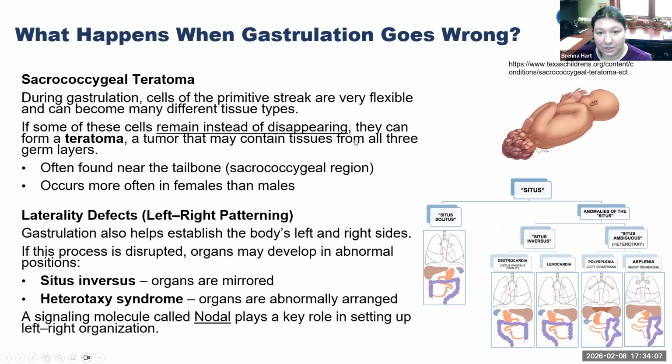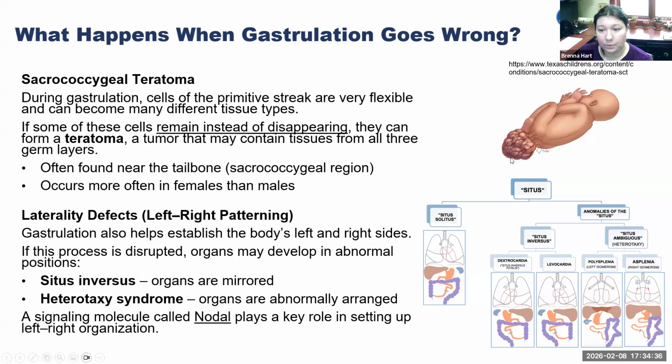Now, obviously, this is another stage where things can go wrong. So what happens when gastrulation goes wrong? We have 2 different things. We have a teratoma. So during gastrulation, that primitive streak can turn into multiple different types of tissues. If those cells remain rather than disappearing, they become a teratoma. And a teratoma is made from all 3 of those germ layers. So teratomas often have teeth, hair, nails, organ tissue there.